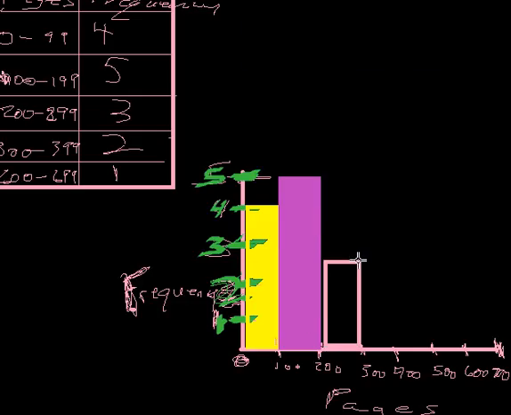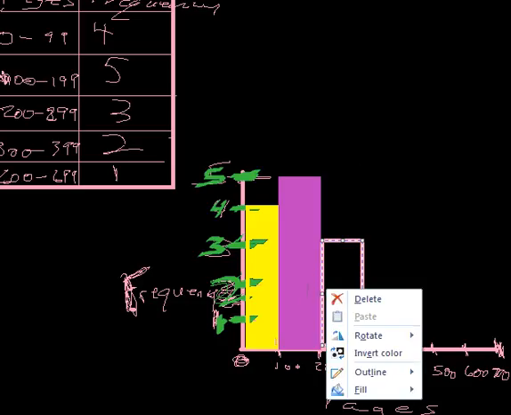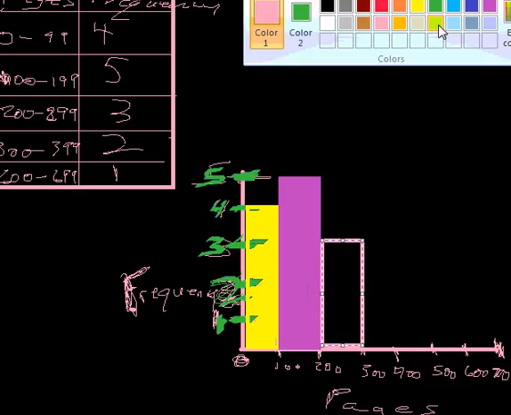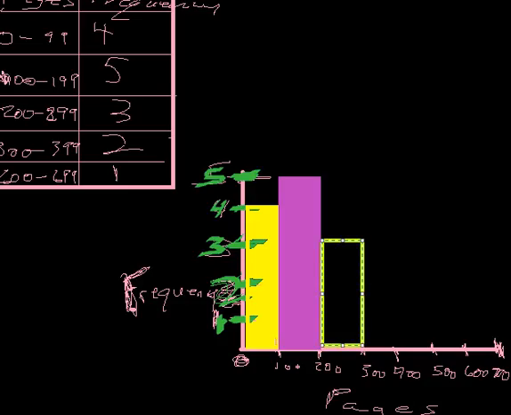And I'm going to say, hey, I don't want to use that one because, well, between 200 and 299, I had 3 people. So make this bar 3 and make sure it touches the other bar. But also, I'm going to change this color because my graph is actually pink. So I'll just change this to a light green. Yeah, that's a good color.